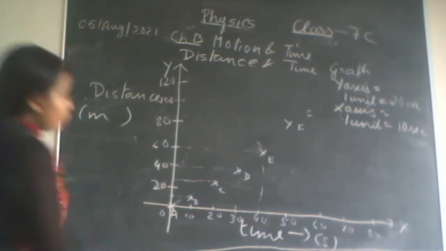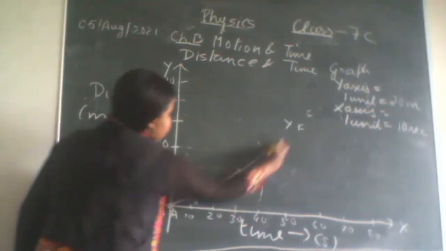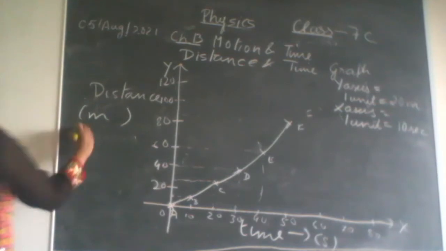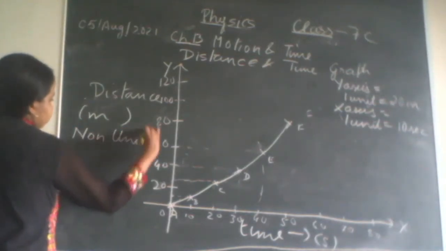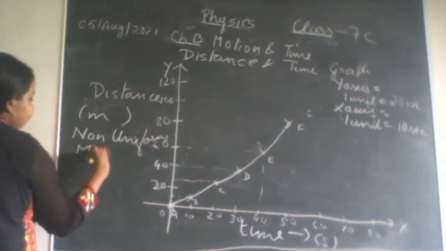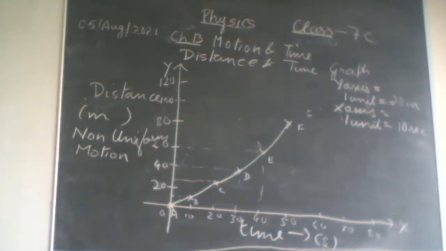Now let's see. Join the lines. This, this, this, this, this. Is it a straight line? No, ma'am. That means a non-uniform motion. Am I correct? Yes, ma'am. Correct. Now how to find out the speed of this motion?